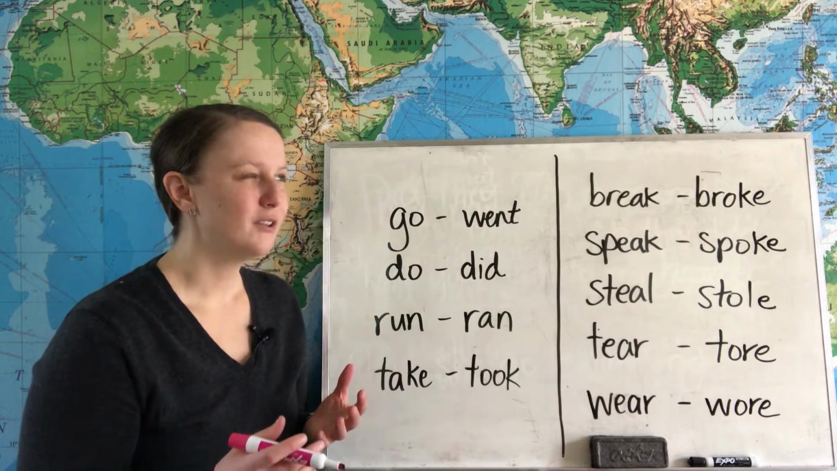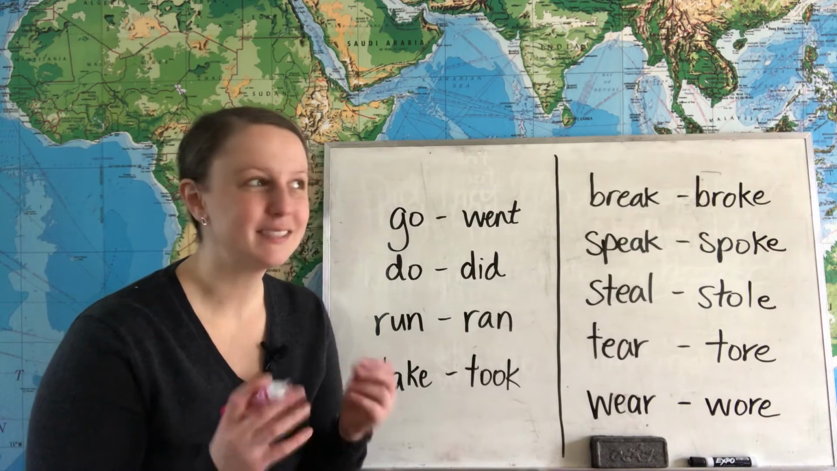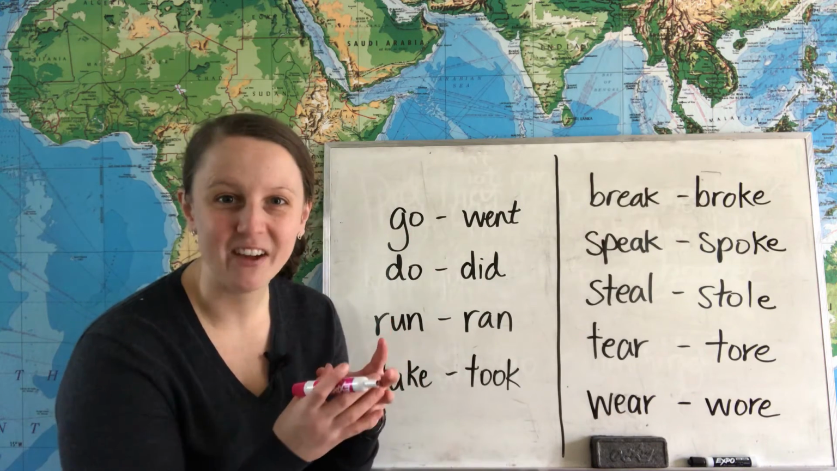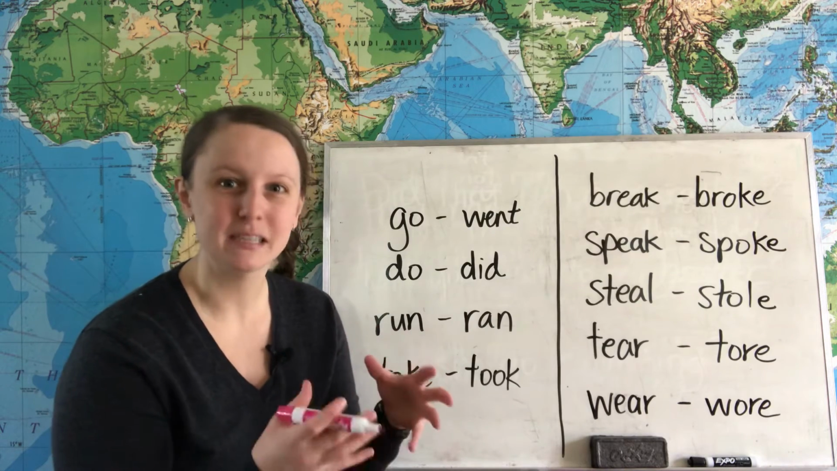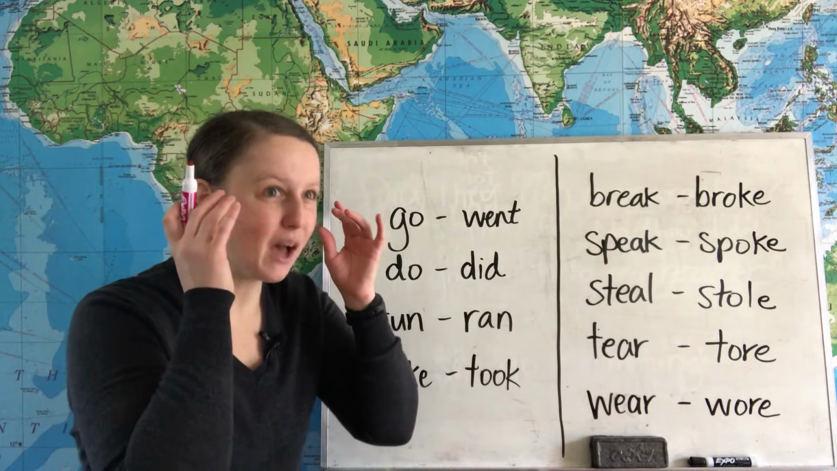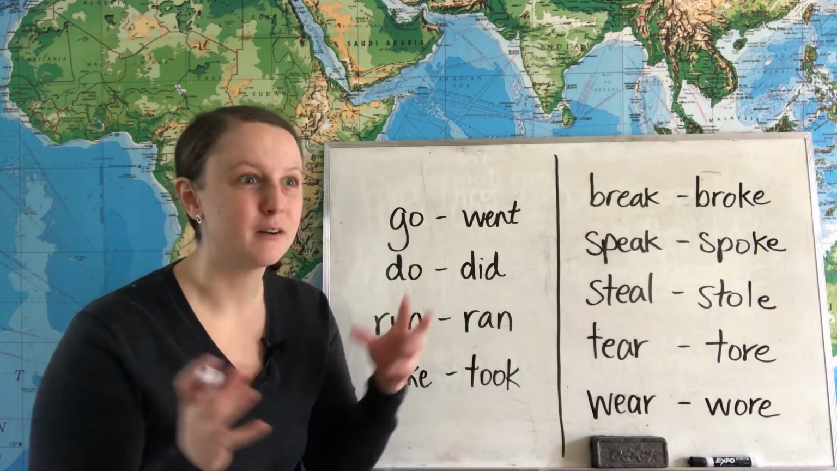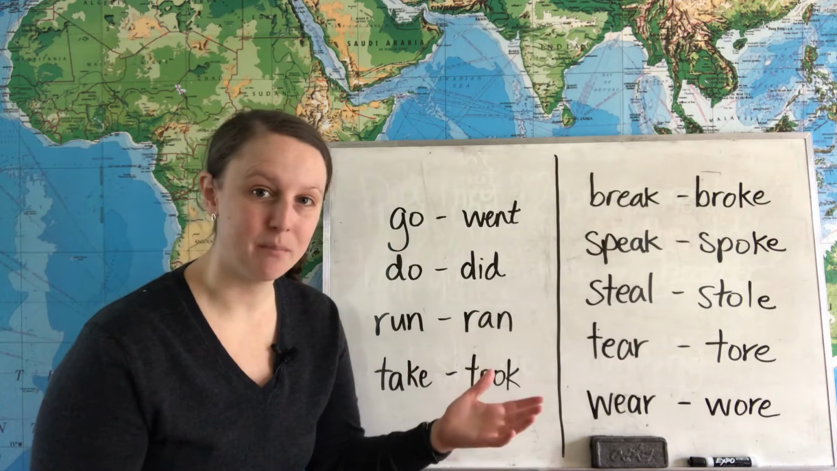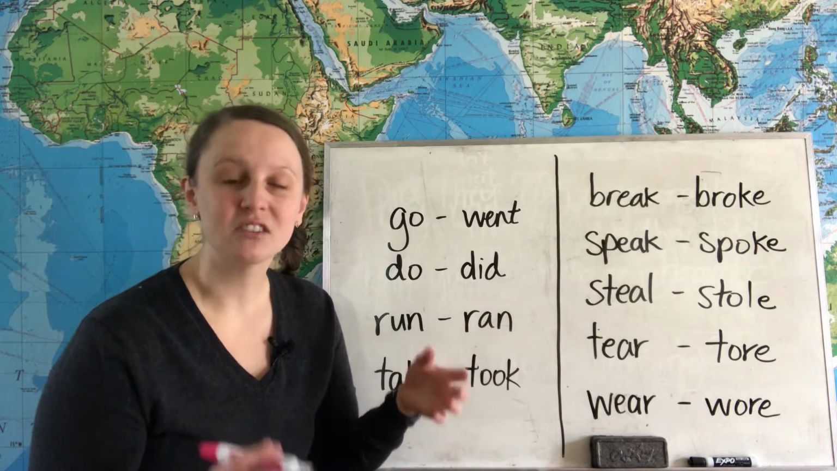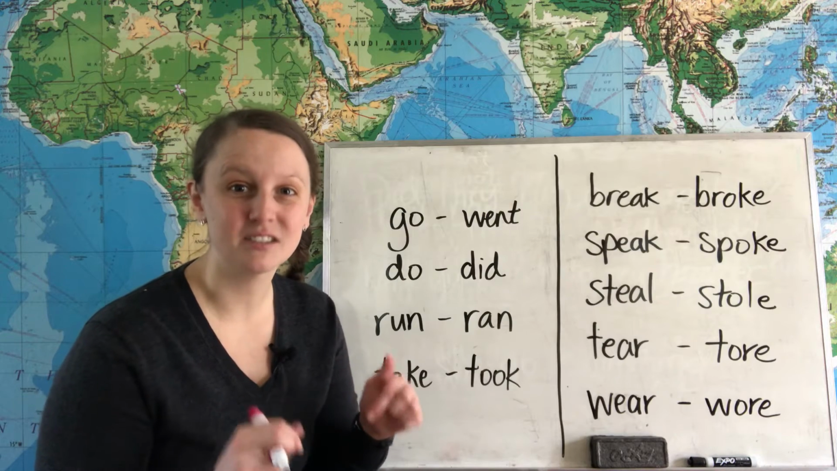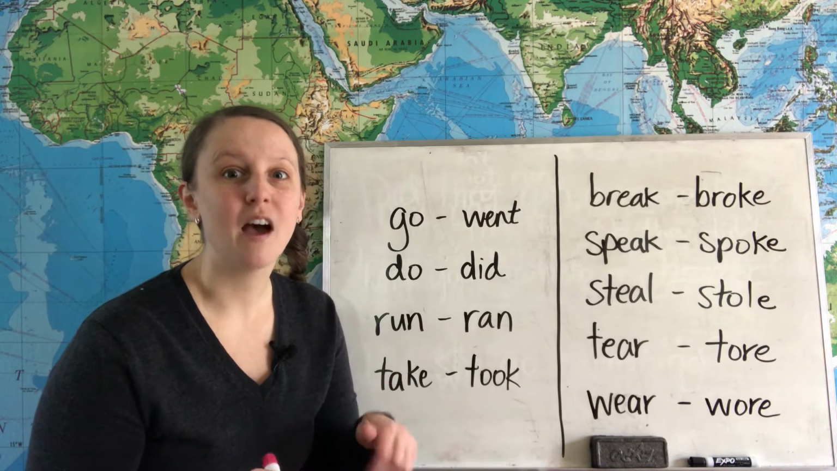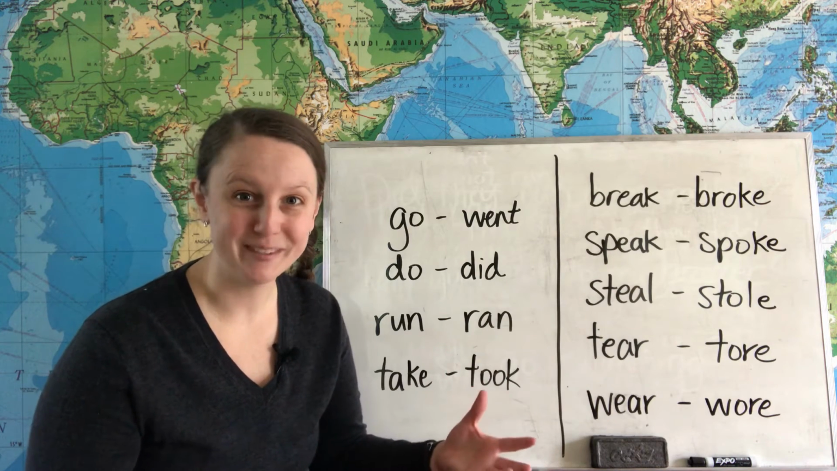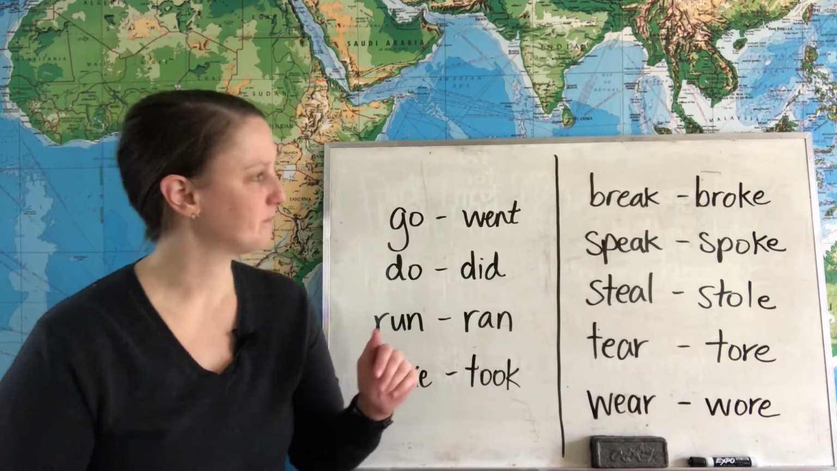So you still have to memorize them, but sometimes if you can find a pattern that many verbs follow together, it makes it a little bit easier to memorize because you're thinking about that pattern, how some verbs change in the same way. I'm going to show you one example of a pattern next, and there's also a handout linked in the description of this video with a few more patterns of irregular simple past verbs. So let's look at one pattern.